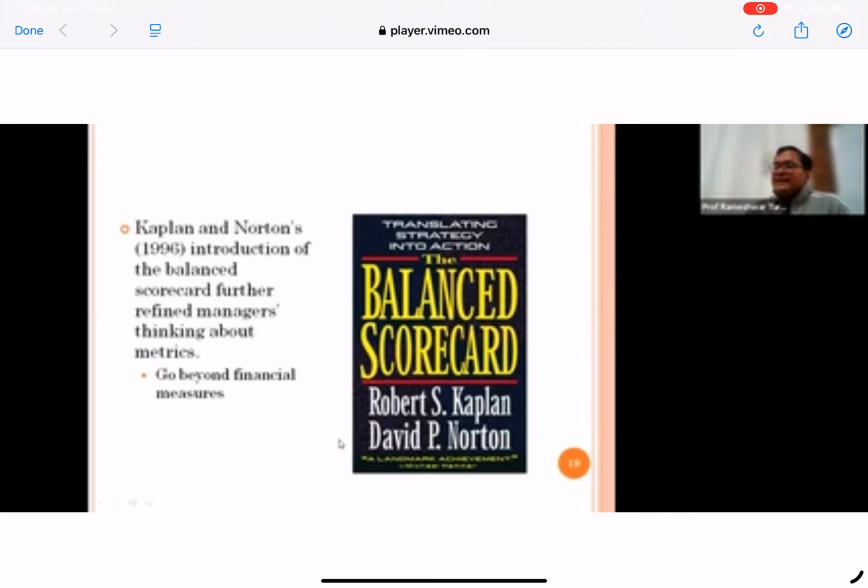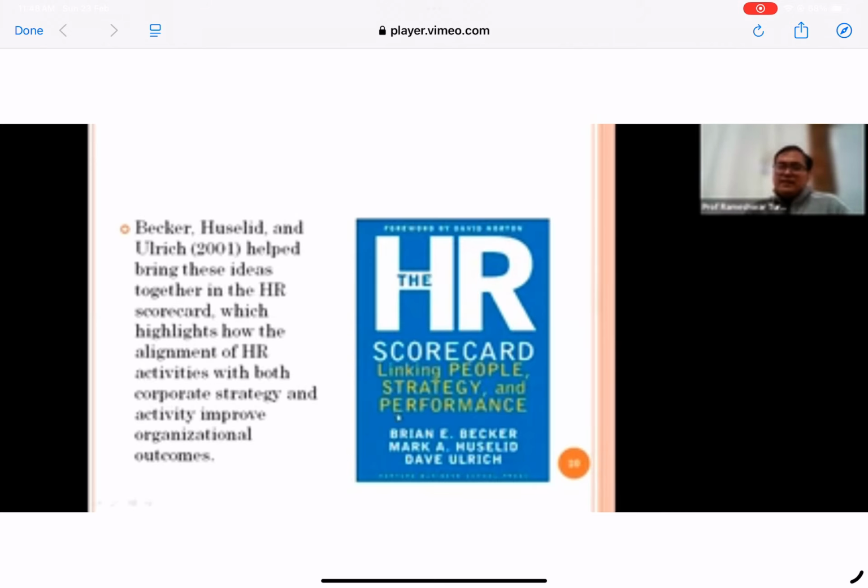And then there was another work by Becker, Huselid, and Ulrich, Dave Ulrich. They said that the metrics must be linked with corporate strategy.